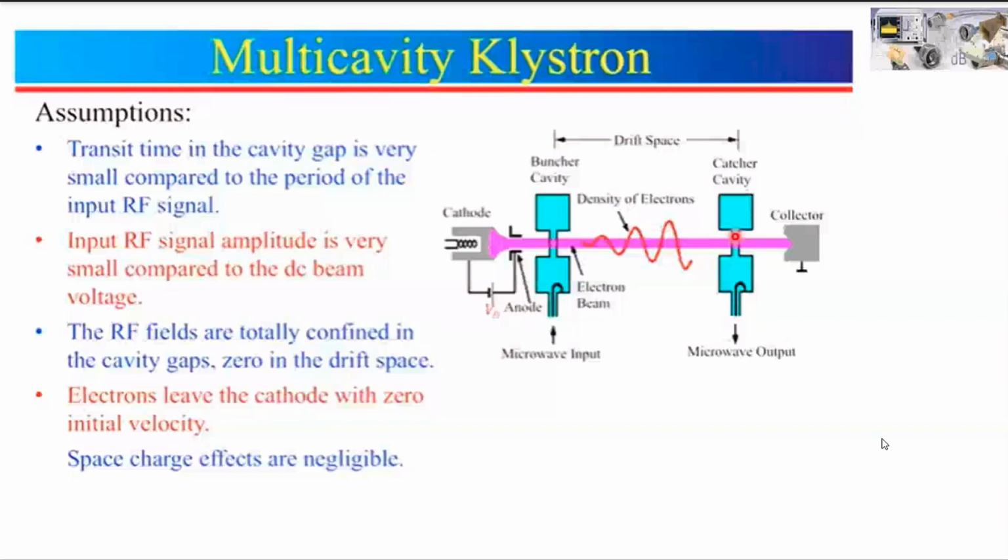After passing through the second cavity, all the electrons give up their kinetic energy to the microwave field present in the second cavity, and because of that their velocity is reduced, and the remaining electrons are collected at the collector. That's all, nothing beyond that. This is the basic principle of your two-cavity klystron.